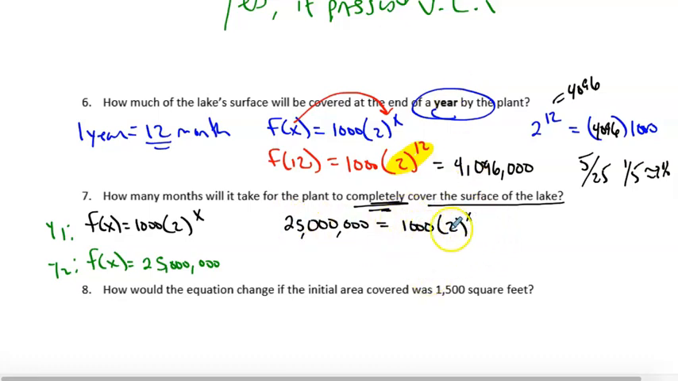This 1,000 times 2 to the x is going to be exponential. It's going to grow exponentially. This y equals 25 million is just a horizontal line. What I'm asking you to find is when my exponential function crosses or intersects with 25 million, and that's exactly what I'm going to look for in Desmos. You can do this algebraically, but the math you need for this is Algebra 2, and we'll leave that for the Algebra 2 teachers a couple years from now. But let's see what this has.